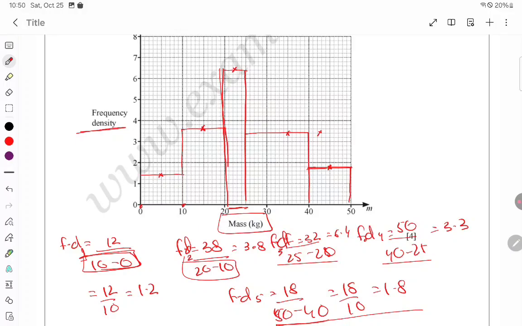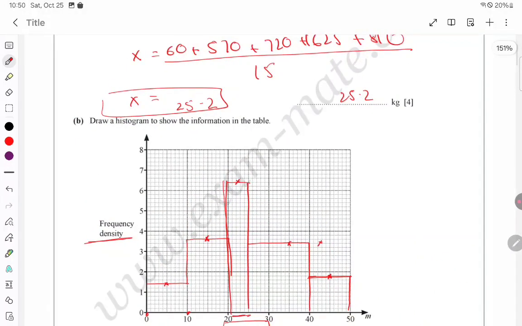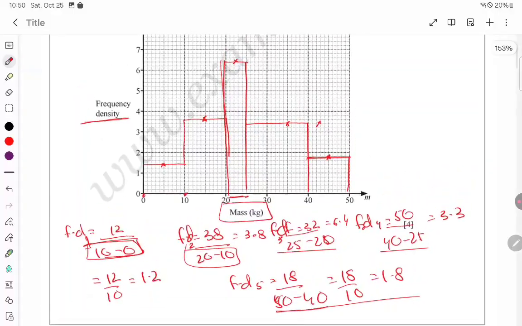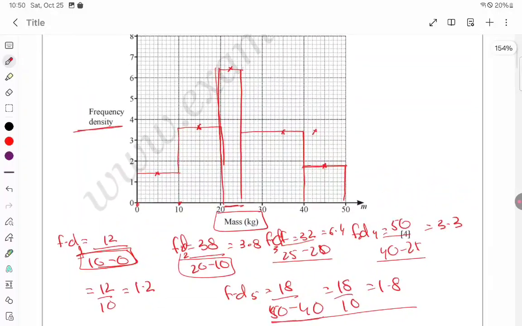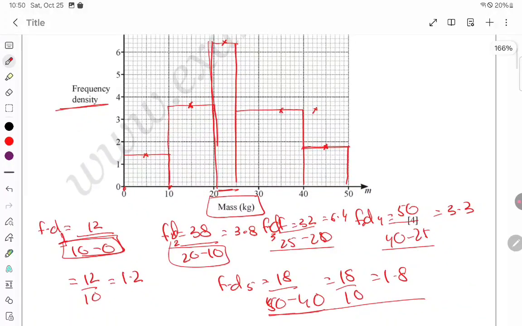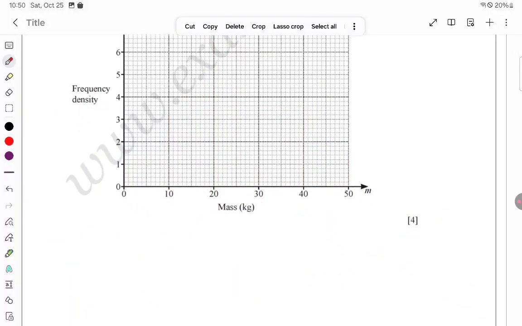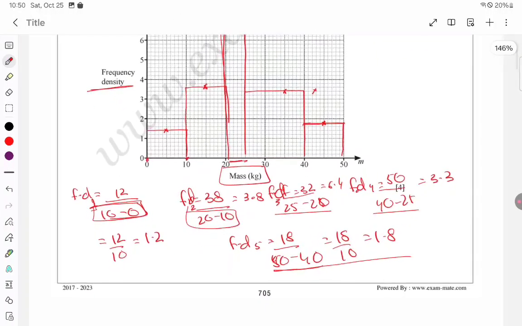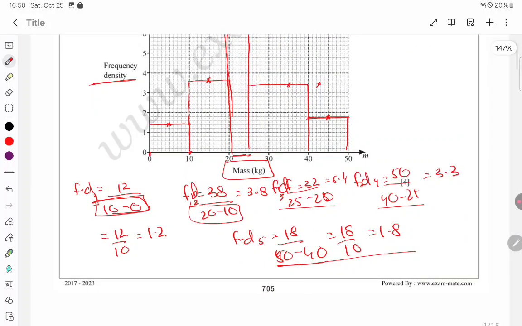This is our histogram diagram. Simply represent each part, and this is the largest part, which is from 25 to 40 in this range.